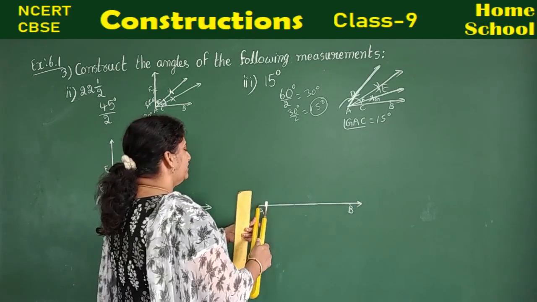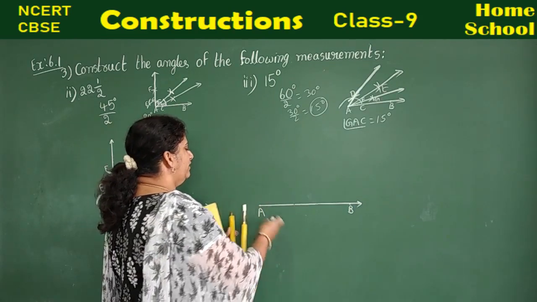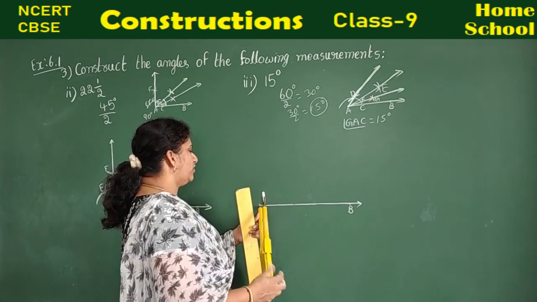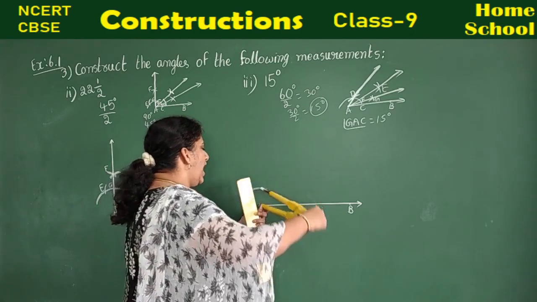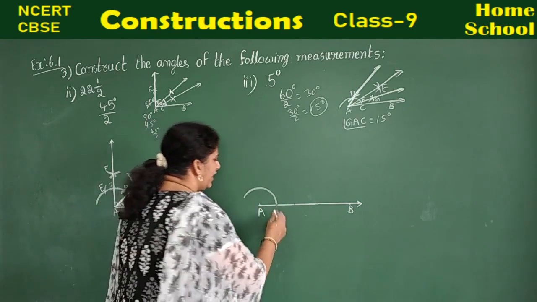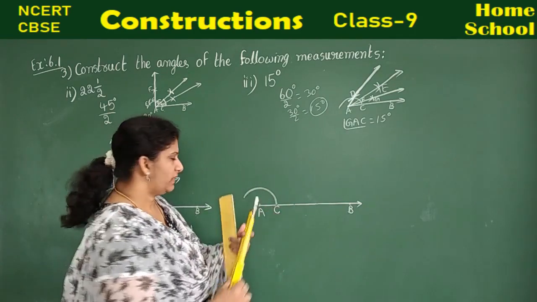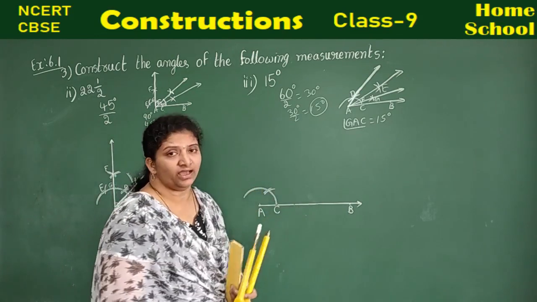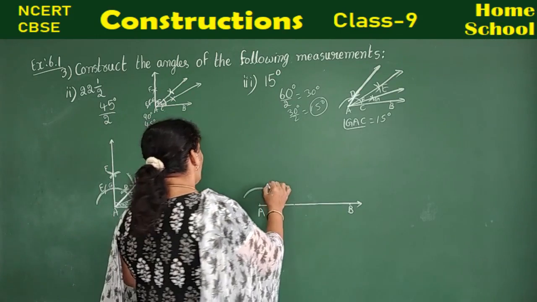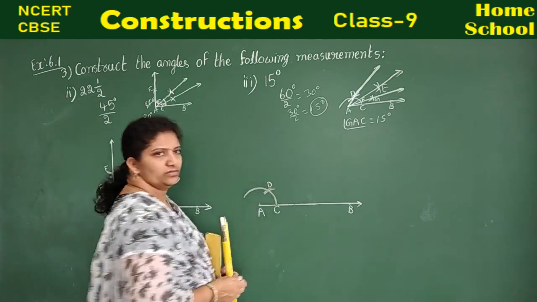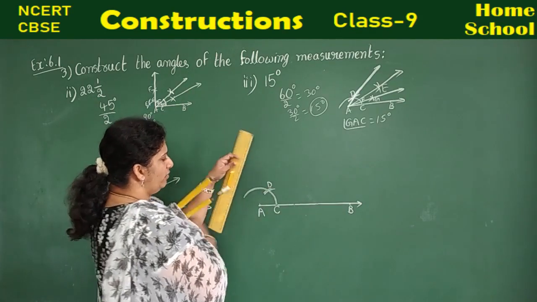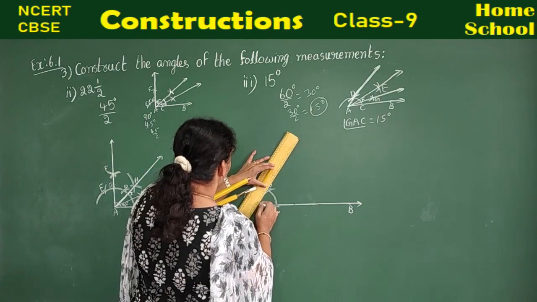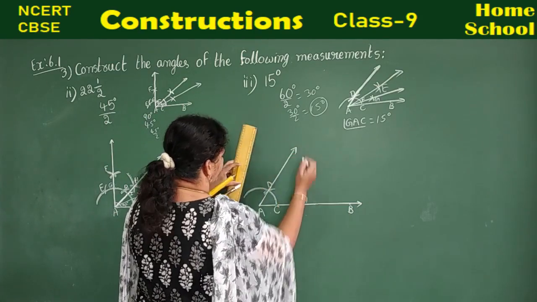Second step. Using A as a center, take a convenient radius and draw an arc which touches the ray at C. Now with the same measurement, draw an arc which is cutting the before arc. Mark the point D. Right? And now the intersecting point and A, try to join and extend to get a ray.